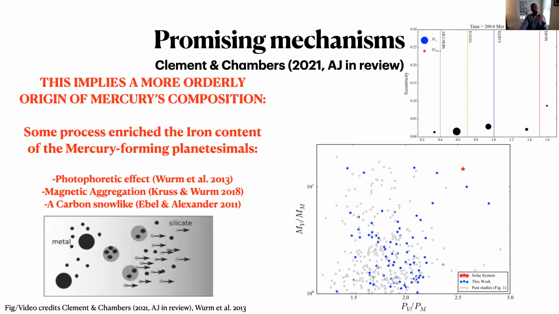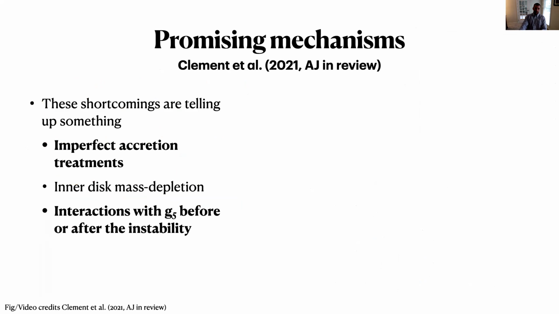It's also worth pointing out that this is a more orderly genesis for Mercury, and while we do occasionally get final planets with boosted core mass fractions, the impact geometries tend to disfavor massive structural augmentation like an impact hypothesis. So this would imply that the planetesimals in the forming region already possessed enhanced iron contents, and there are several promising mechanisms for this that have been proposed before, including the photophoretic effect, magnetic aggregation, or some advantageous positioning of a primordial snow line.